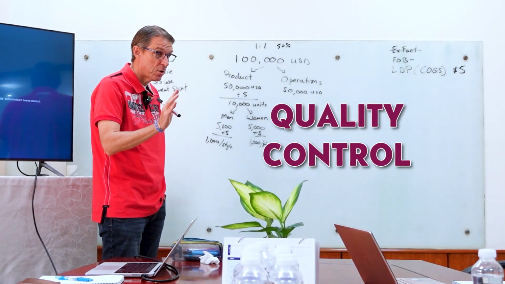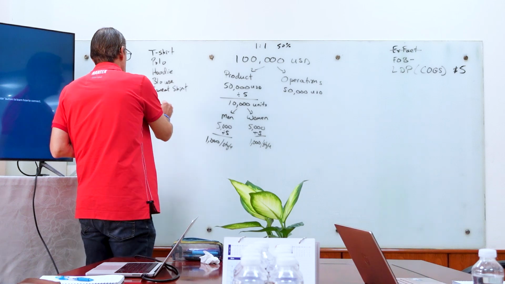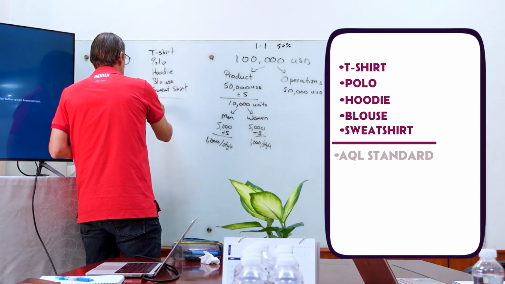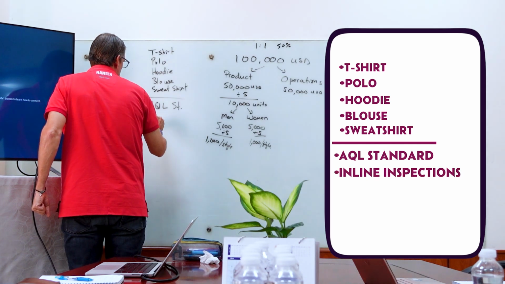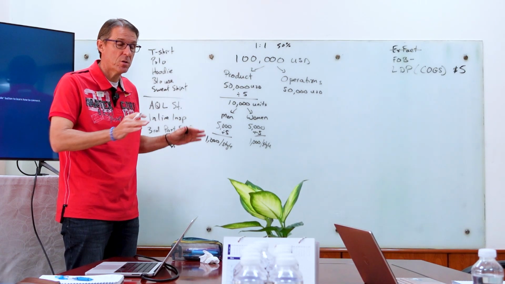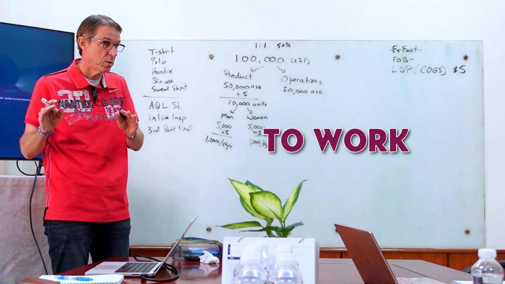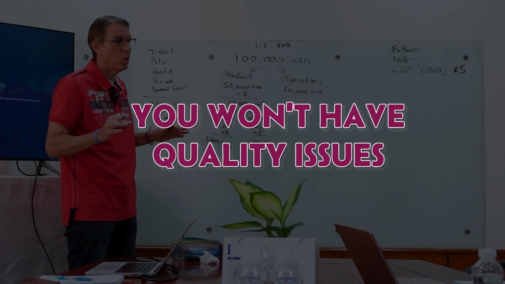And as far as quality control, that's also not a problem because you have to establish the AQL standard. So you got your AQL standard, you do inline inspections, and you do your third-party final inspection. And it's just an intelligent way to work when you're producing garments. If you do these 3 things, you won't have quality issues.